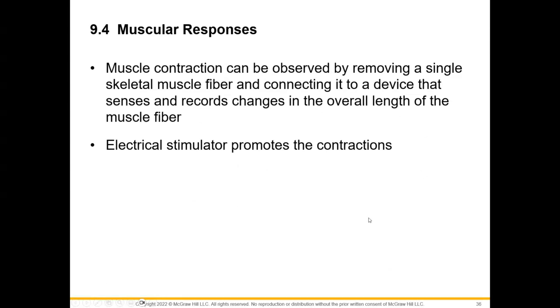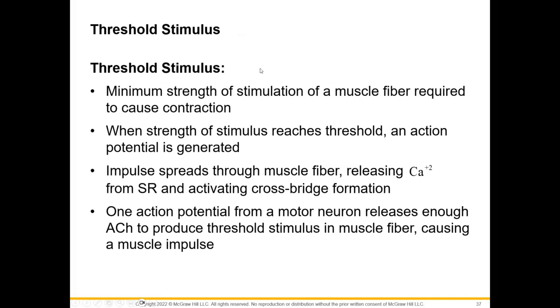All right, so let's talk about the muscular response. So muscle contraction can be observed by removing a single skeletal muscle fiber, like from a frog, and connecting it to a device that senses and records changes in the overall length of the muscle fiber. The electrical stimulator is what's used to promote the contractions.